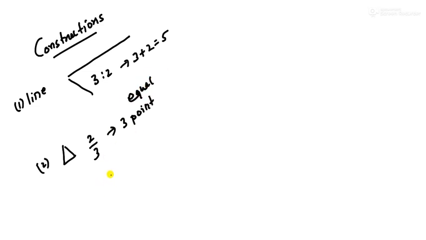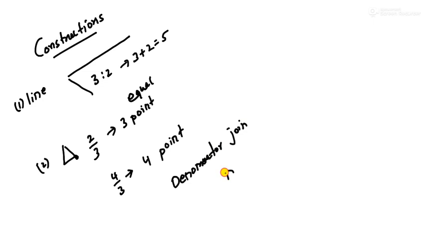And if it is in the form of 4 by 2 or 4 by 3, here the numerator is 4, and you always have to take the greater value, so 4 points. But the joining should always be done from the denominator. Like from 3 you have to join the last point, and here also from 3 you have to join the last point. Denominator joining. Remember this, DJ, always join from the denominator.